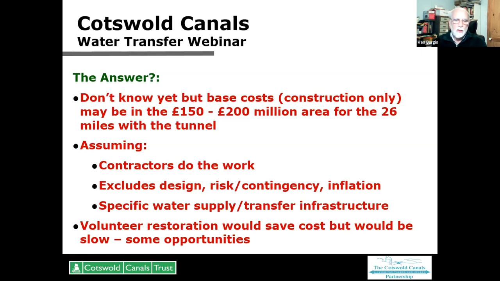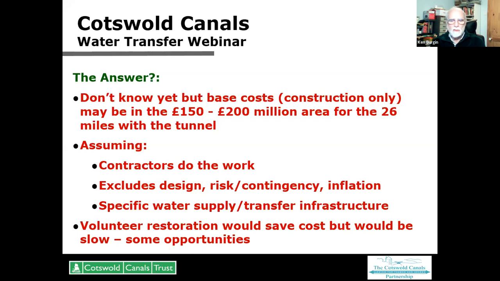So, okay, if it's 150 to 200 million of base costs on this, that isn't necessarily a showstopper when everything's taken into account. Now, there would still, I'm sure, be an opportunity for volunteer restoration, and it will save some costs. But the thing to bear in mind with this scheme is that they will expect to start this and finish it within about 7 years.